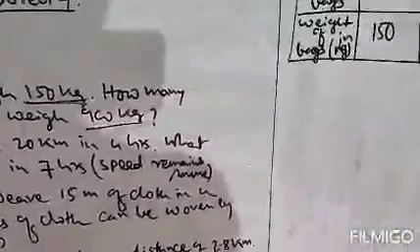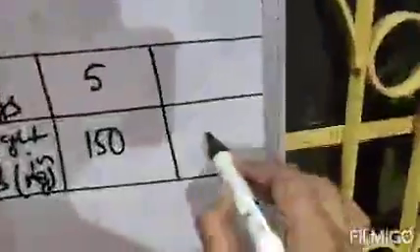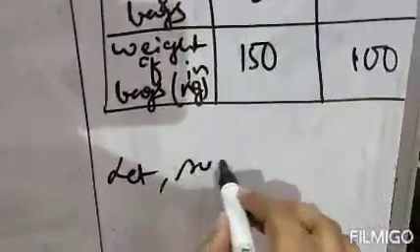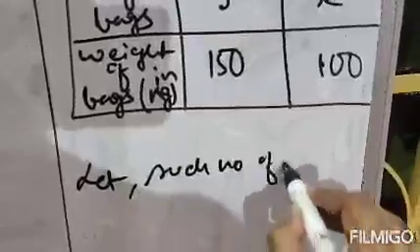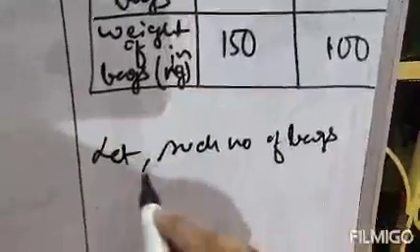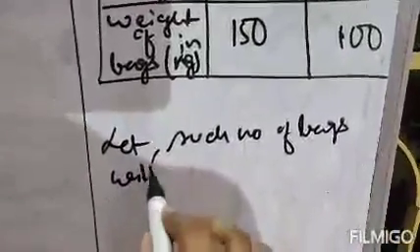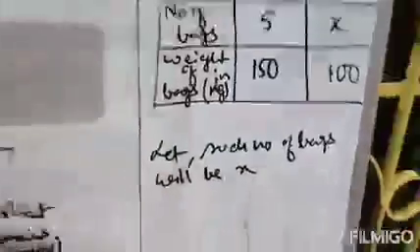Now if the bags weigh 900 kg, then find how many such bags there will be. So let there be x number of bags. Just suppose there are x number of bags. So write this: let such number of bags will be x. Now we have to find out x.